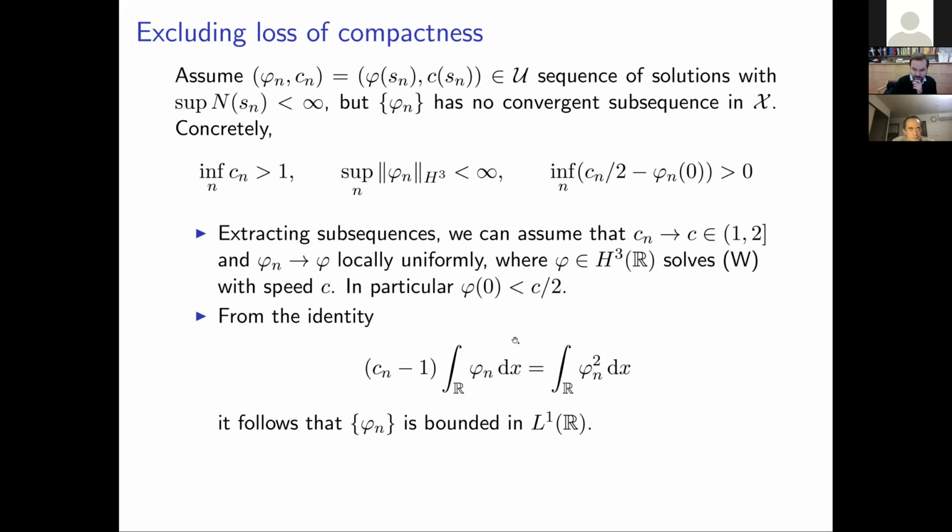What you can see from this is that if we assume control of the L2 norm, and we assume that the wave speed is bounded away from 1, then we actually get control of the L1 norm of phi as well. And if you combine that with control of the L infinity norm of phi and some monotonicity properties, you can use that to extract a convergent subsequence. And so we don't have this loss of compactness.